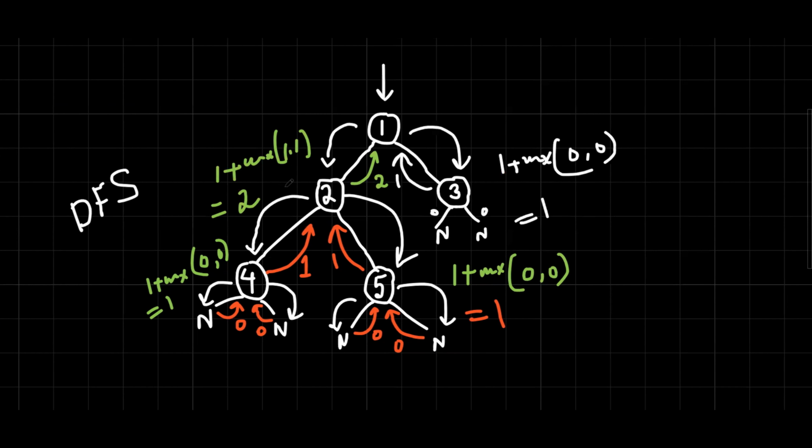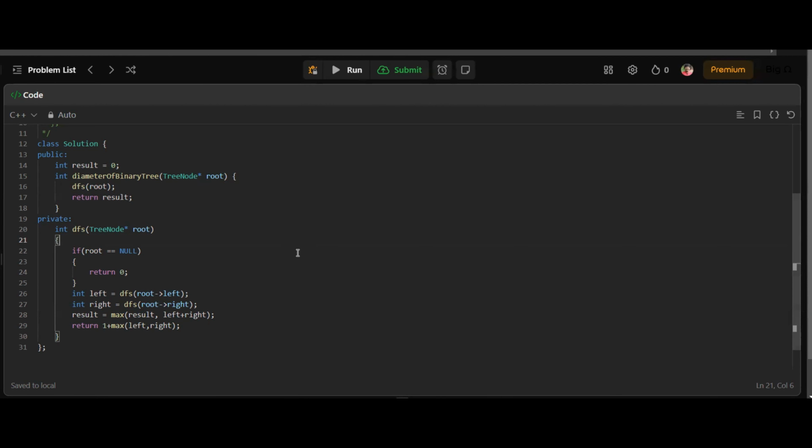Now, for this root node 1, its left child is returning the value 2, and its right child is returning the value 1. So node 1 will return the value 1 plus maximum of 1 and 2, which is 3. So we can say that the diameter of this binary tree is 3, which is this path. I hope you understood the algorithm. Now let's move on to the code.